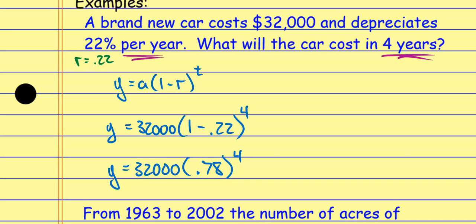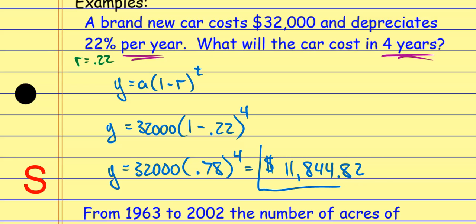That's what I'm multiplying by, okay? And now I can see this in the format of y equals a times b to the x. And b, that's 78%, that 0.78, that's what we're multiplying by. And remember, when you punch this in, make sure you do the 0.78 raised to the fourth power first, then times the 32,000. And you get $11,844.82. And again, always round to 2 decimal places when we're talking about money, okay?